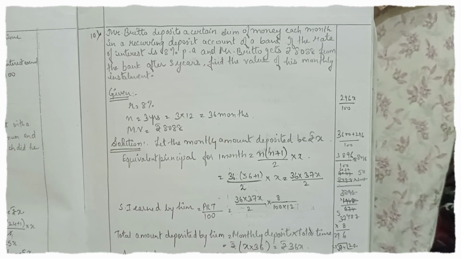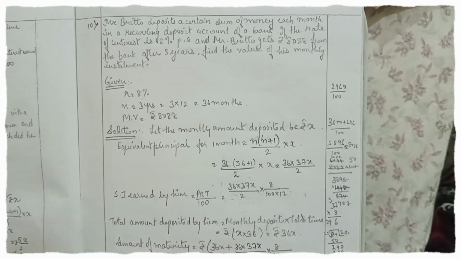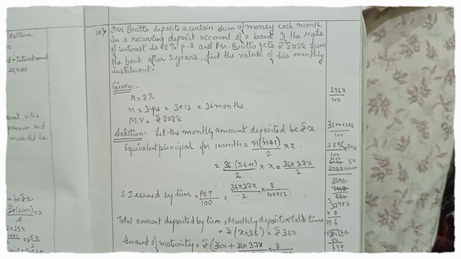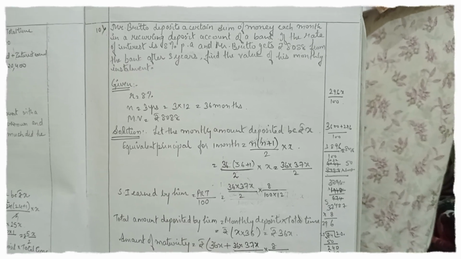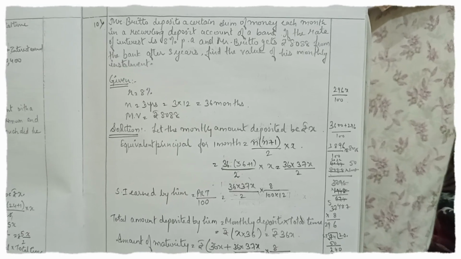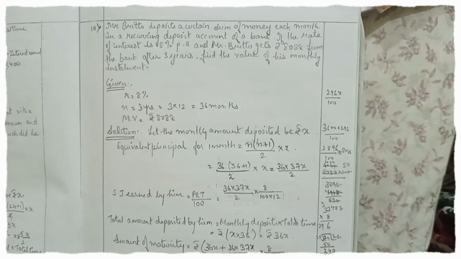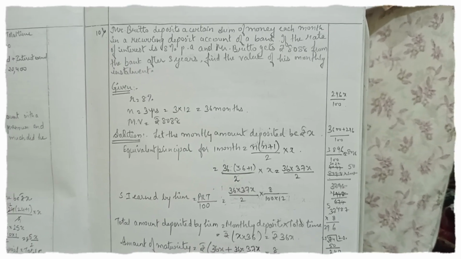Mr. Britto deposits a certain sum of money each month in a recurring deposit account of a bank. If the rate of interest is 8% per annum, Mr. Britto gets rupees 8,088 from the bank after 3 years. Find the value of his monthly installment.